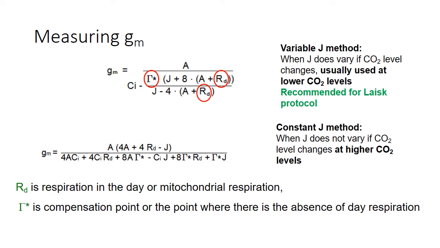There are two different equations that are used for determination of GM, or mesophyll conductance. One is the variable J method, and the other is the constant J method. The variable J method is recommended for the LASK protocol in C3 plants. It's used when J, or electron transport rate, does vary if CO2 levels change. Usually it's, again, below ambient. The constant J method is used where electron transport rate does not vary much if CO2 levels change, commonly at higher CO2 levels. RD is respiration in the day or mitochondrial respiration, and gamma star is a compensation point or point where there is an absence of day respiration.